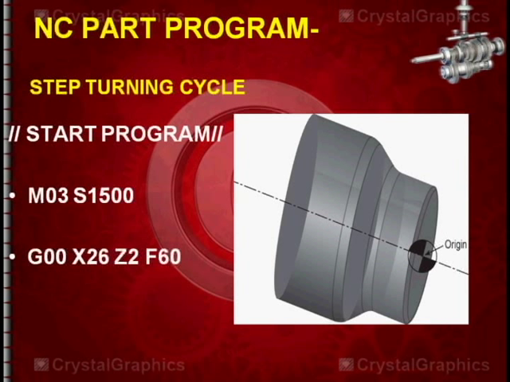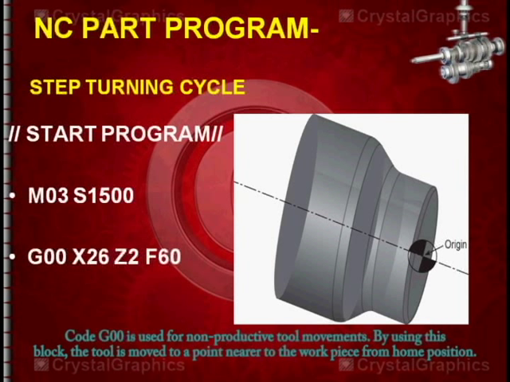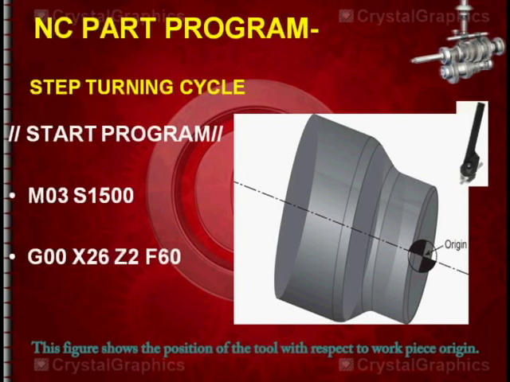G00 X26 Z2 F60. G00 indicates the tool to travel at maximum speed in the shortest path. X26 and Z2 indicate the final position of the tool. This code G00 is used for non-productive tool movements. By using this block, the tool is moved to a point nearer to the workpiece from the home position. Before starting the cutting operation, always the tool is kept at a point nearer to the workpiece, but it should not touch the workpiece. This figure shows the position of the tool with respect to the horizon of the workpiece.